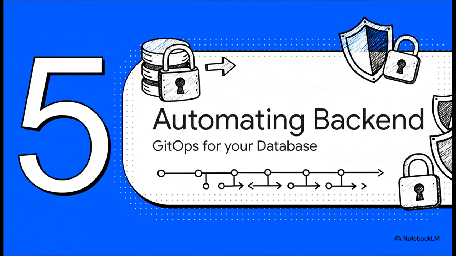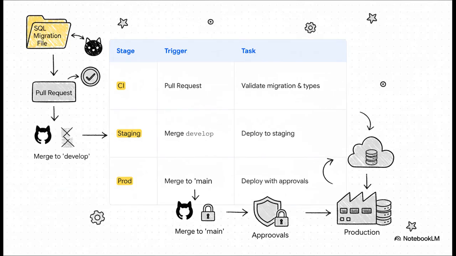So, our final loop, this one brings that enterprise-grade reliability to your back end. This is all about applying the principles of GitOps, which basically means managing your database with the same version control and review process you use for your code and applying it directly to Supabase. And this slide shows that whole process in action.